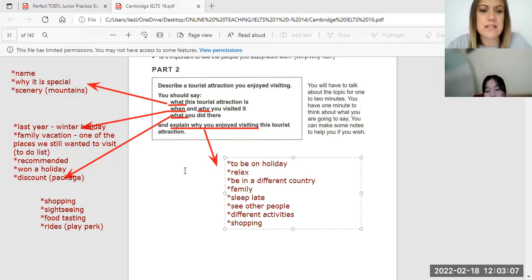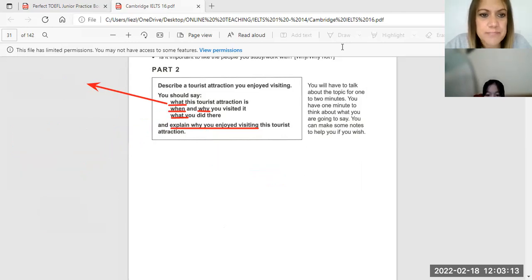Okay, lots of reasons. Now we're going to turn it into sentences, okay? Let's type it. You must just help me with some spelling of the places you went to, okay? The name of the place.